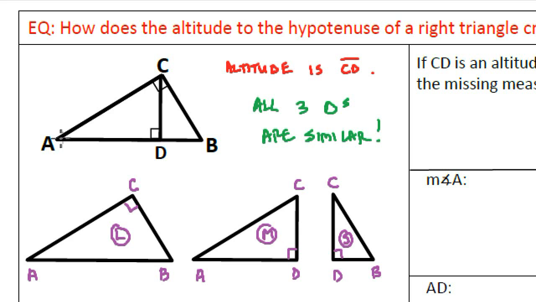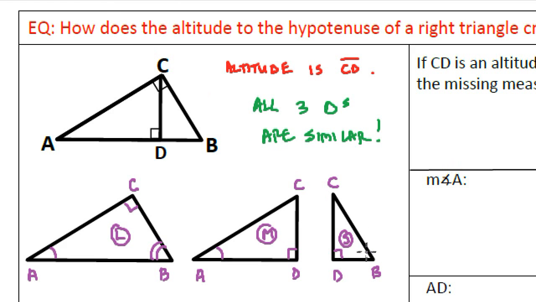We know that this angle right here, angle A on the big triangle, is congruent to angle A on the medium triangle because they're the same angle. Now if we compare the medium and the small, let's do angle B first. Angle B is on the big triangle. Let's mark that with 2 arcs. Well, that's clearly congruent to angle B on the small triangle because it's the same angle.